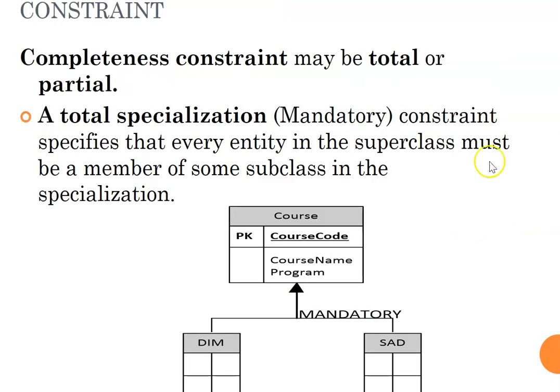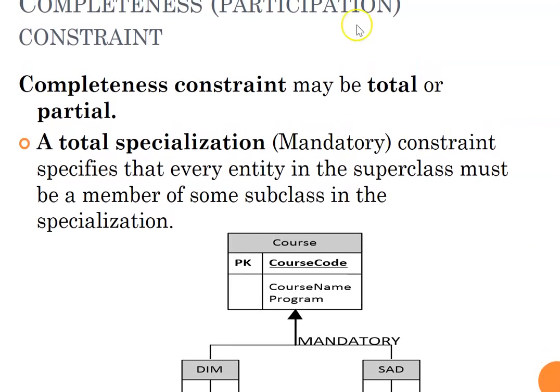Then we go to participation, which we call the completeness constraint, which can be total or partial. Total participation, or total specialization, or mandatory constraint, specifies that every entity in the superclass must be a member of a subclass. When you see the word mandatory, it means that the entity must be a member of one of the subclasses. So in this case, where there is mandatory, you can say a student must take on a course that is given to them.